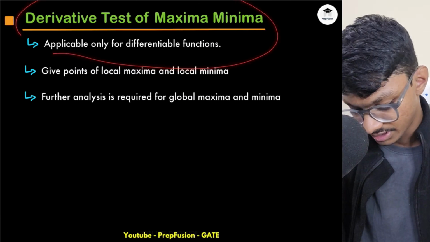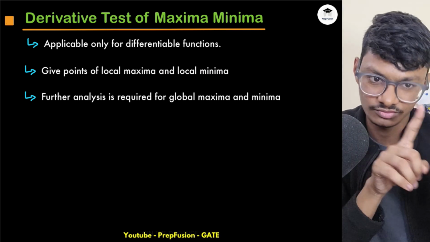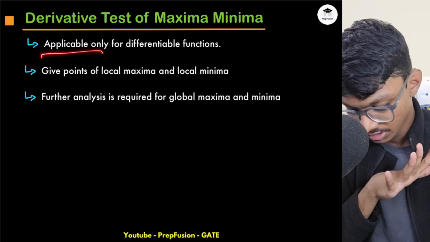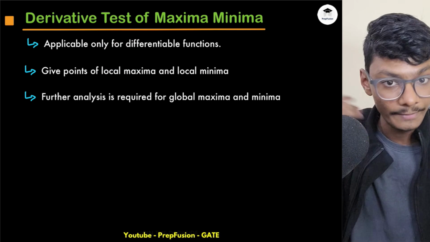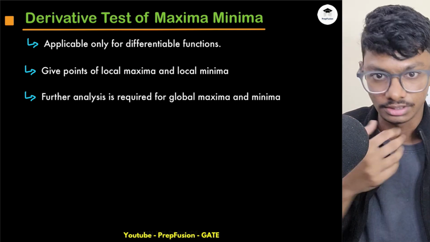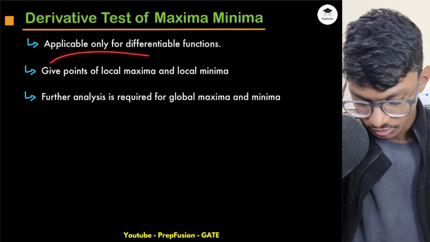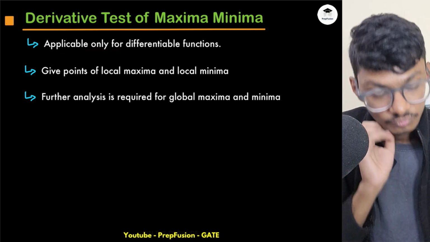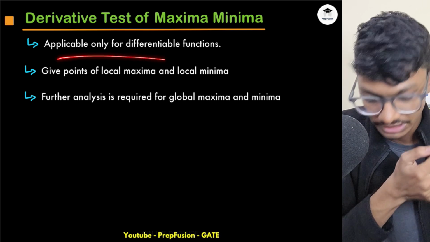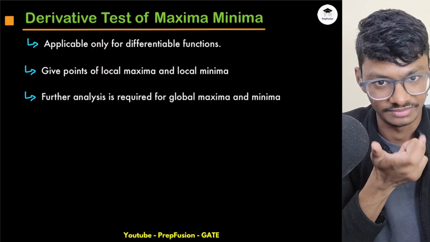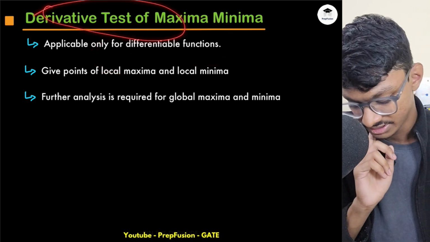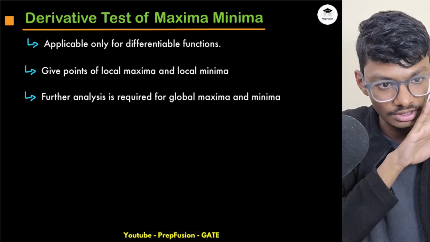Now let's understand how we find maxima and minima. The first one is the derivative test. Very simple, applicable only for differentiable functions. Up until now we have been doing the derivative test only, like in your undergrad or high school, where you used to differentiate. But you didn't know that the function has to be differentiable for you to differentiate. Obviously this test fails when the function is not differentiable.